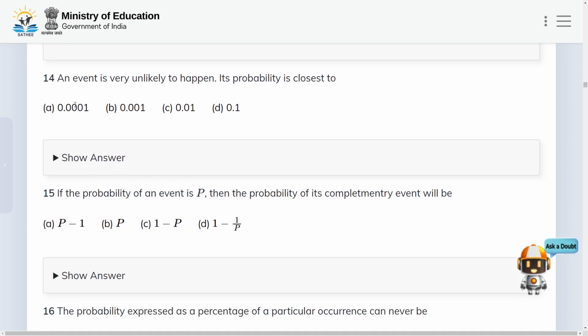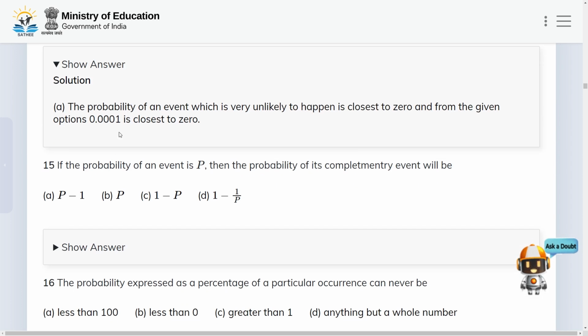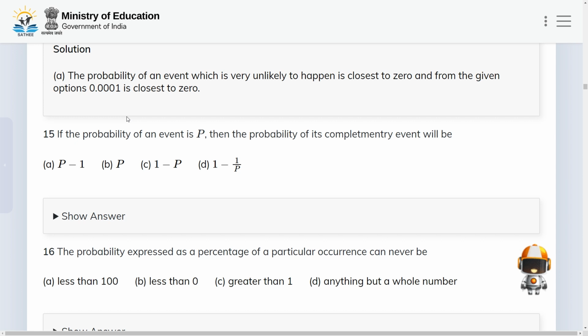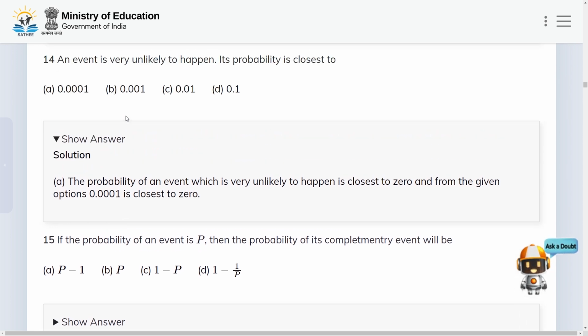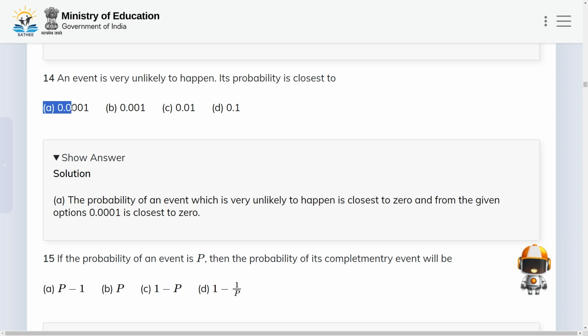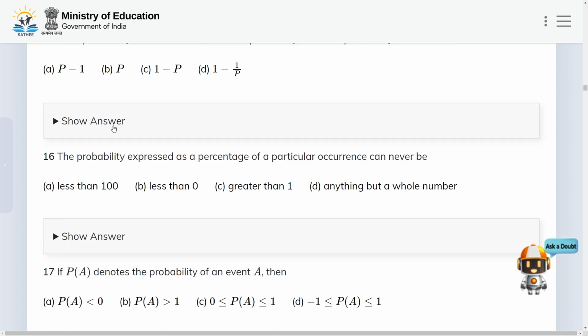And then next we have an event is very unlikely to happen. Its probability is close to what? So the probability of an event which is very unlikely to happen is close to 0. And from the given options here, 0.0001 is close to 0. So the correct answer is option number A. And now let us move to next problem.